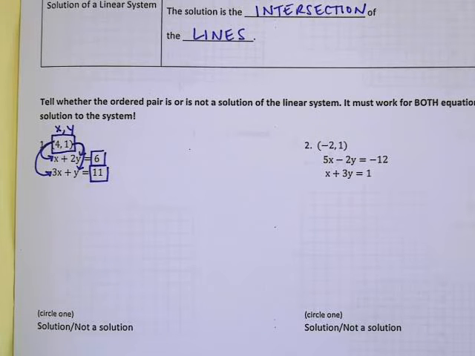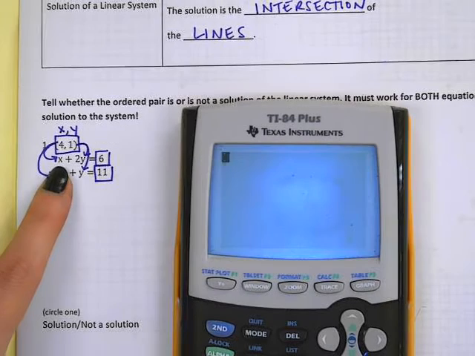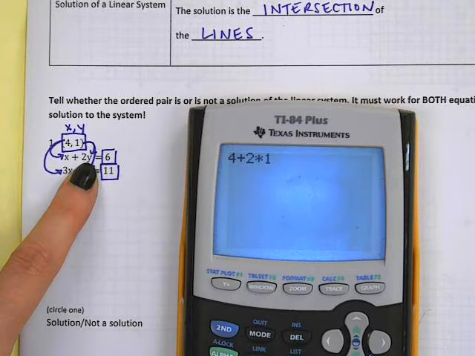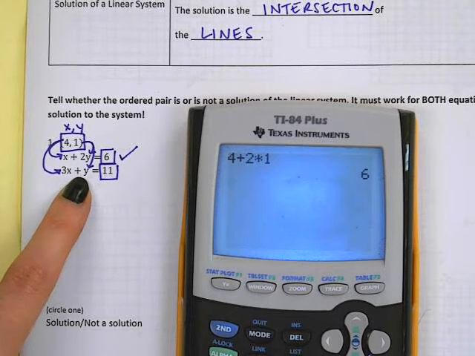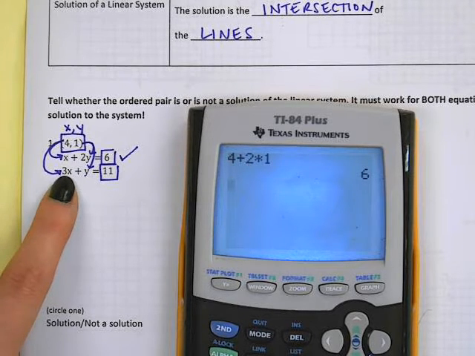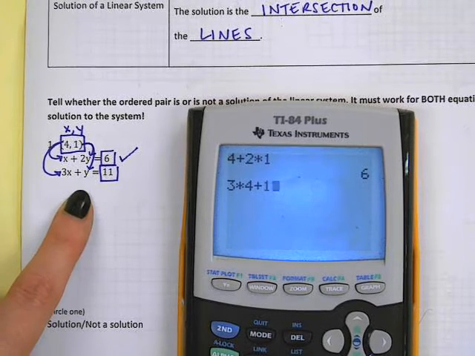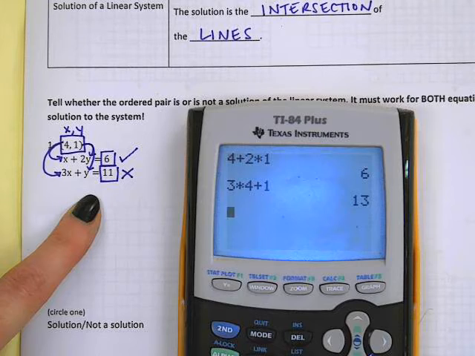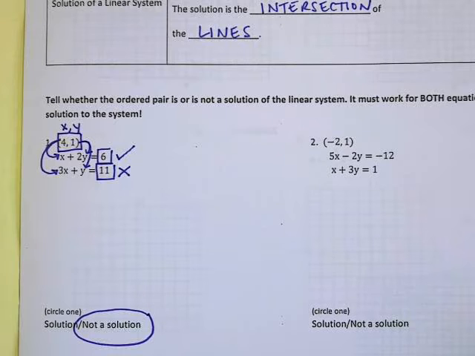So I'm going to pull out my calculator and plug those in. Okay, so equation 1. So x is 4 plus 2 times y is 1, and it is 6. So they do work for the first one. Now we've got to check if they work for the second one. So 3 times x would be 3 times 4 plus y, which is 1. That's 13, not 11. So that one does not work. And if it doesn't work for both, then that means that it was not a solution.